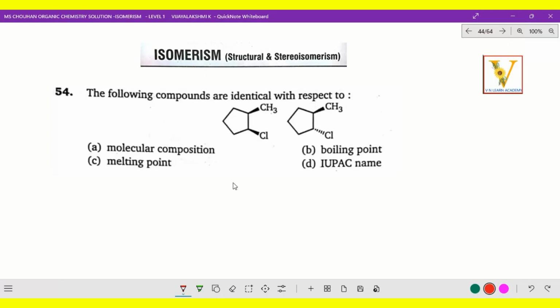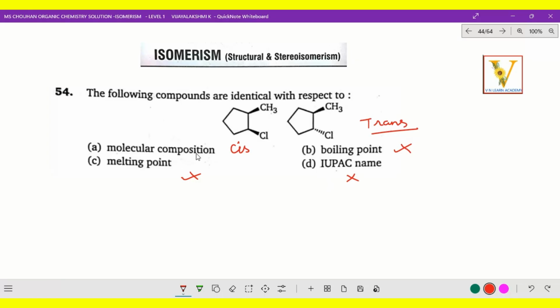So identical, how do we identify? Here it is actually above the plane on both the sides. Here one is above the plane, the other one is below the plane. So we can say it is a cis compound and this is a trans compound, right? So cis and trans will totally vary. Boiling point and melting point both will vary. Even the IUPAC name will be changing, while naming cis and trans, definitely it will be mentioned. So that means this is not a correct option, and this is also not a correct option, and the third option, that means option D, is also not a correct option.